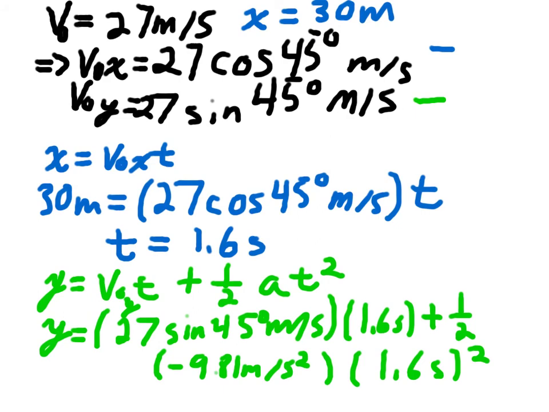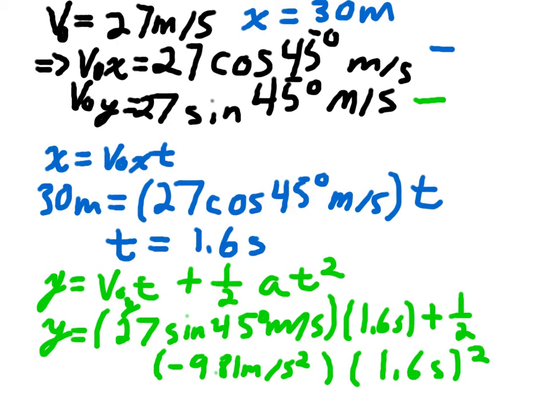Okay, so let me walk through this real fast. I've been conscious that my last few videos have been pretty long. We know V naught is 27 meters per second. I'm reading from the top down. We know our final x position is 30 meters. That's how far the ball goes when it crosses the goal. Therefore, V naught x is 27 times cosine 45 degrees meters per second. Trig functions from 2 days ago. V naught y is 27 sine 45 degrees meters per second.